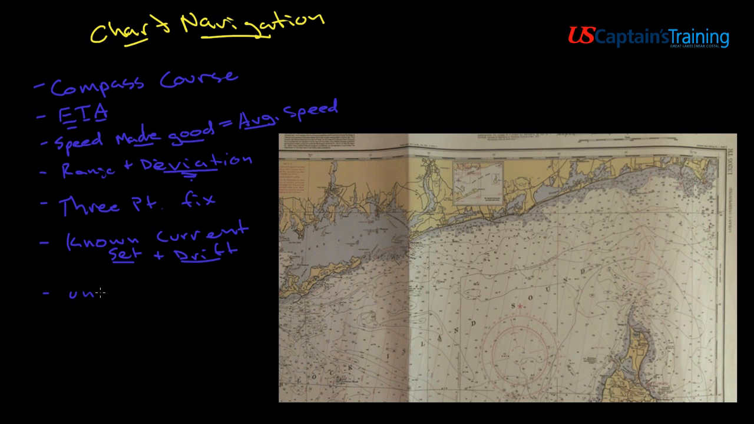And we have unknown current. In these problems, we actually figure out the current that affected us while we were on a certain course, because we end up somewhere where we didn't think we'd end up. So we take where we thought we'd end up and where we actually ended up, and we can figure out the set, which is the direction of the current, and drift, which is the speed of the current, from that difference.